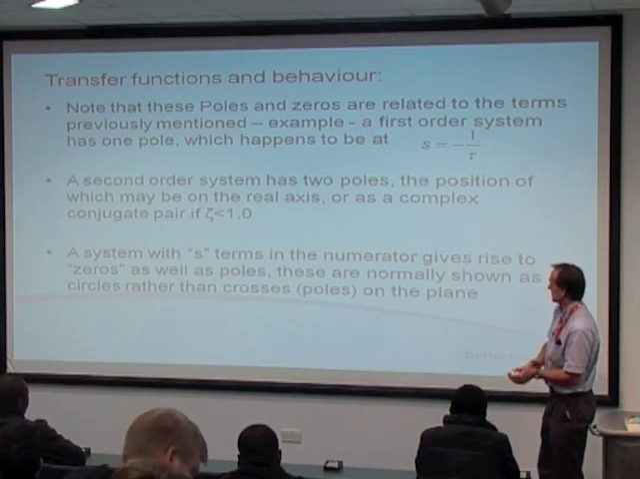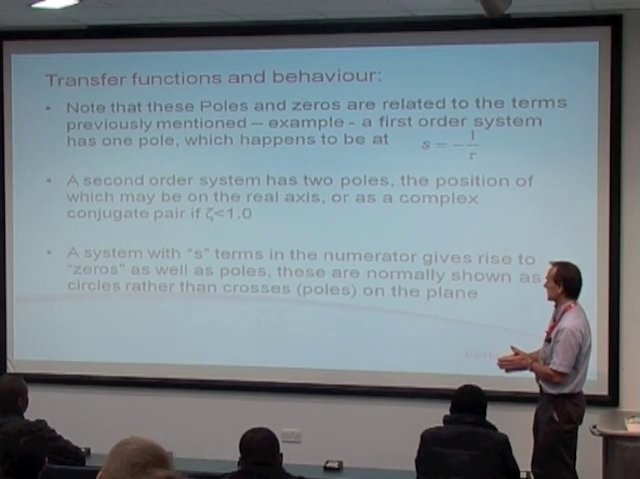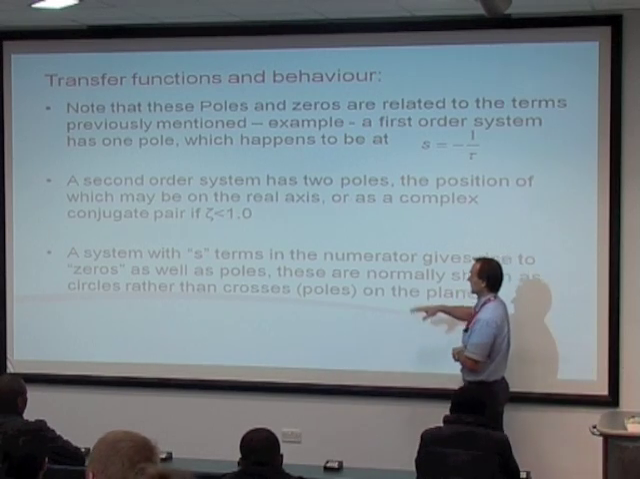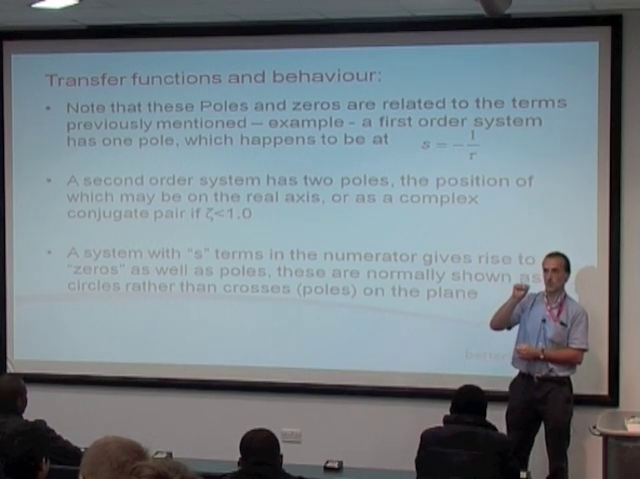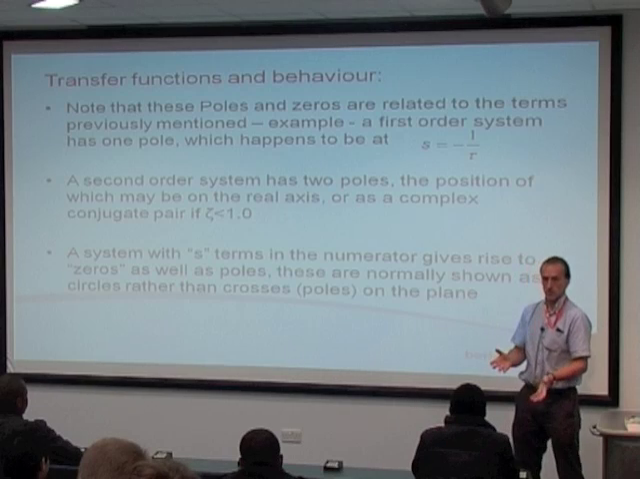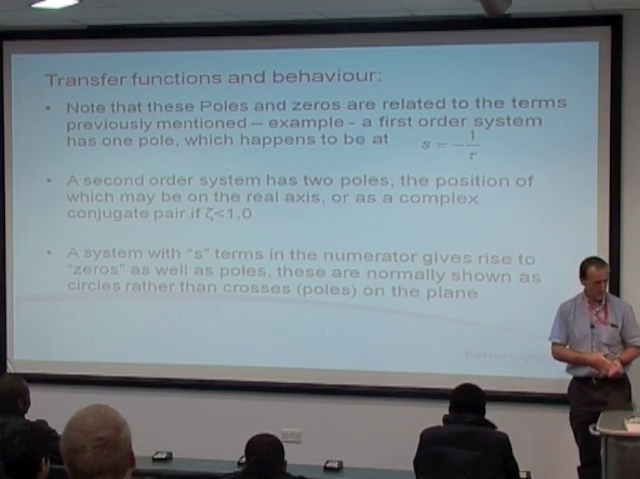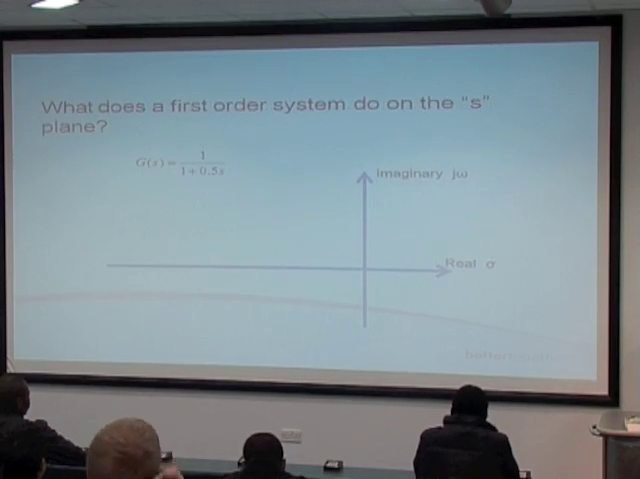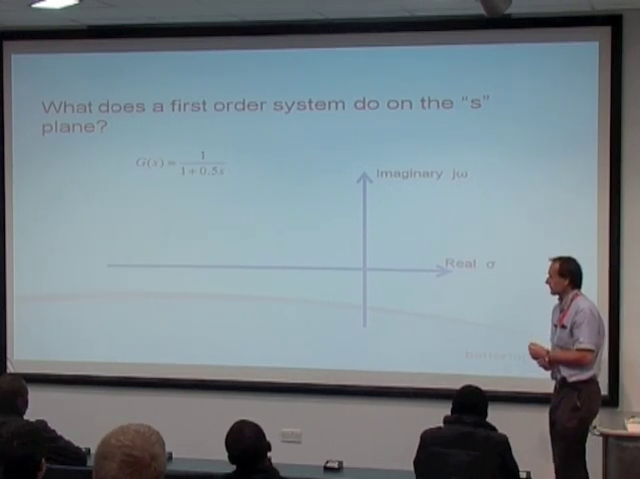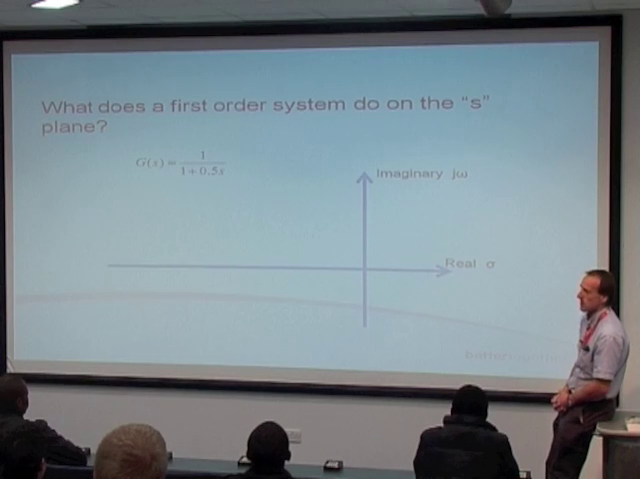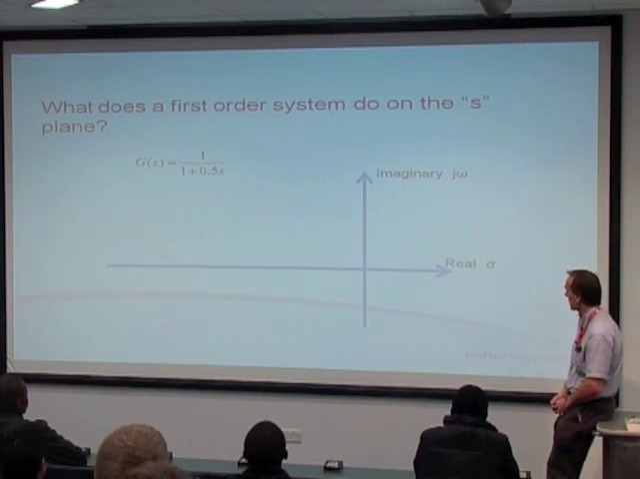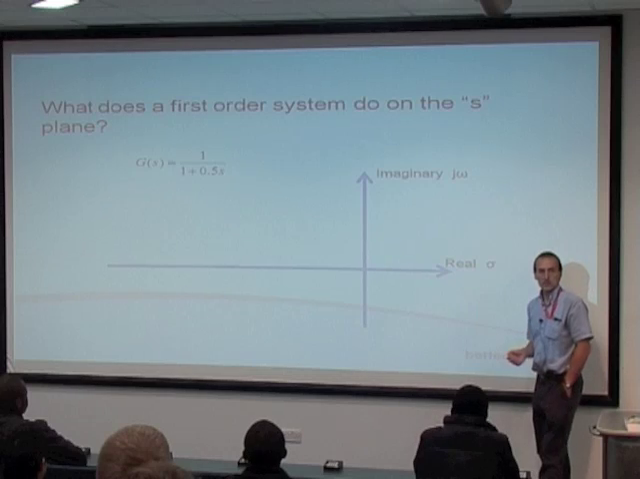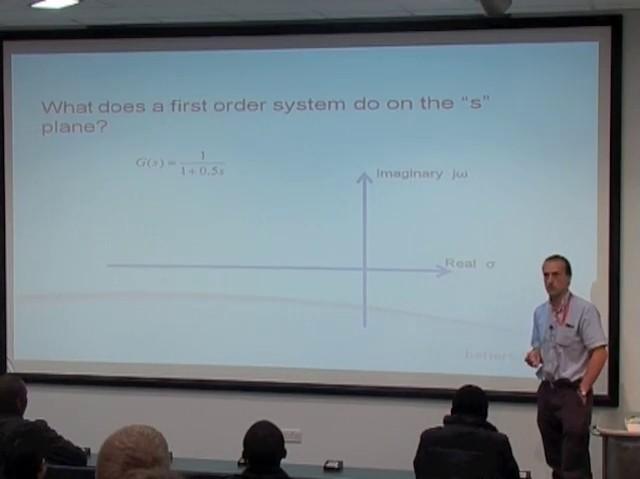A system with s terms in the numerator gives rise to zeros as well as poles, and these are normally shown as circles on the plane. That's because I left out a paragraph that said when we're representing poles on the s-plane, traditionally we use little crosses, and when it's zeros, circles. I'm going to be focusing a lot more on poles than zeros, by the way. There's a bit of the s-plane. There's my graph paper. In order to accommodate all the possible values of s, it needs to be a complex plane. So I've got a real axis and an imaginary axis.